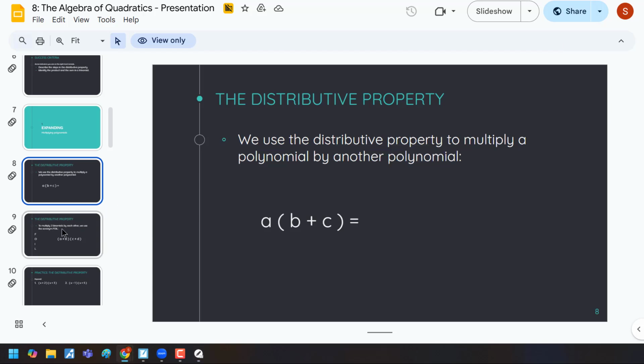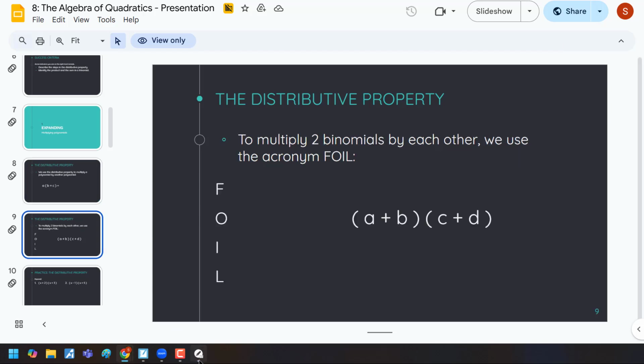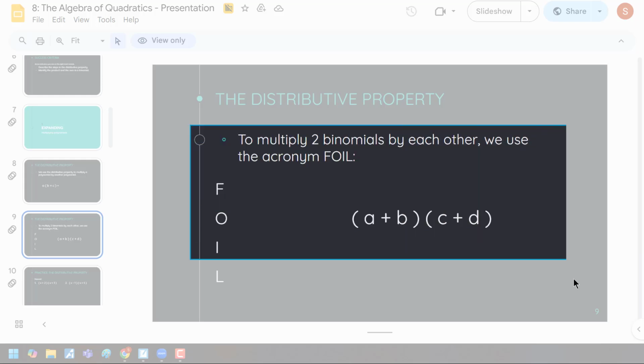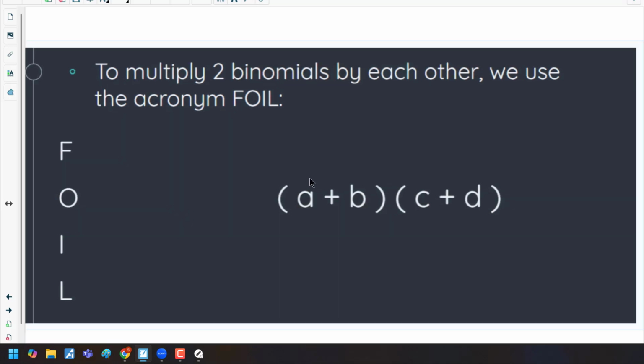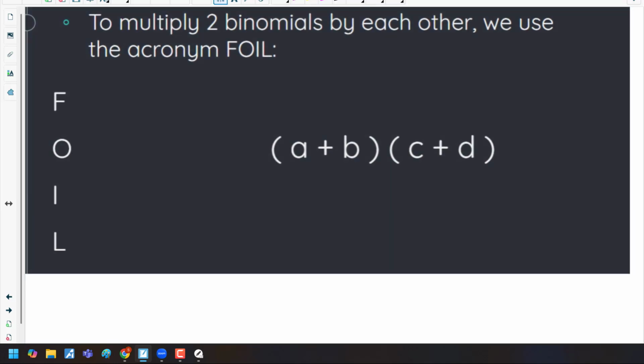All right. Next up, we have something called FOIL. I'm not sure if you guys remember this from grade 10. But this is when you have two binomials and you're multiplying them together. So when you have two brackets together like this, that means you're multiplying the two brackets. And the way to do this is to first start with the first term. And I recommend drawing arrows. It makes my life easier. It's more organized, easy to see what's happening.